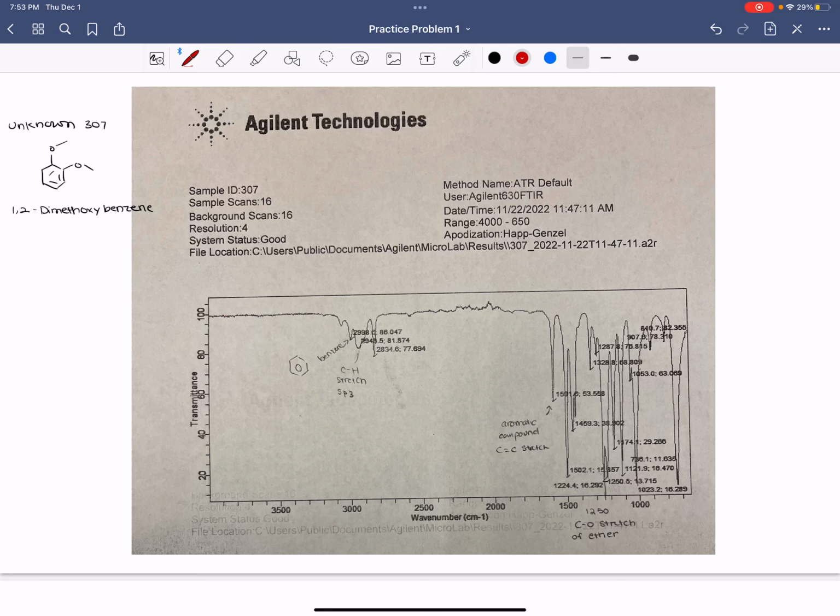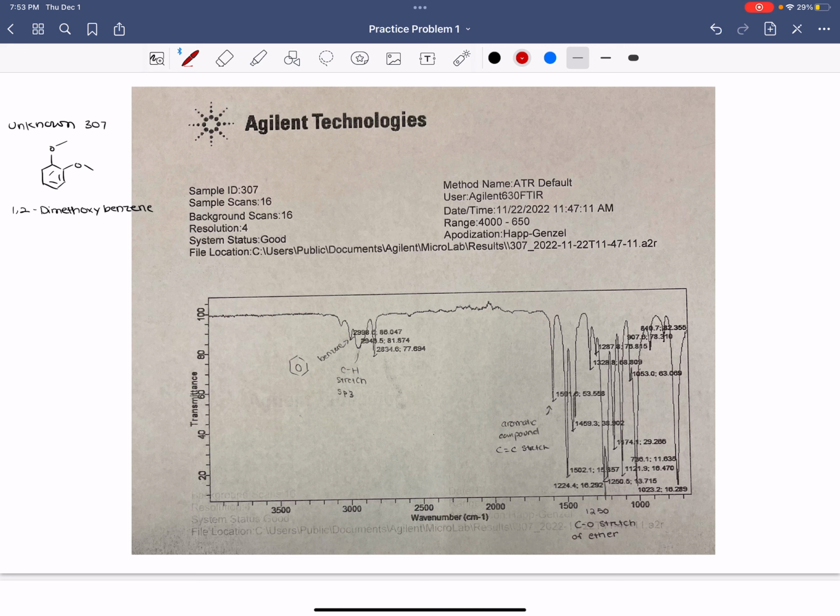Hi, my name is Tiffany and my unknown is 307, and I came to the conclusion that my unknown is 1,2-dimethoxybenzene. And how I came to that conclusion is based on my IR and NMR results.